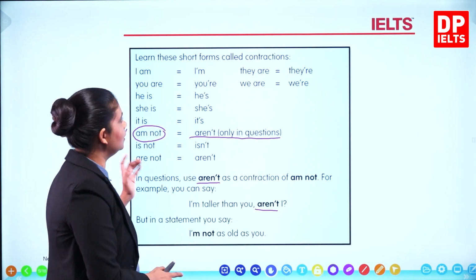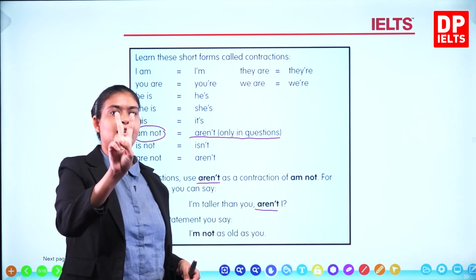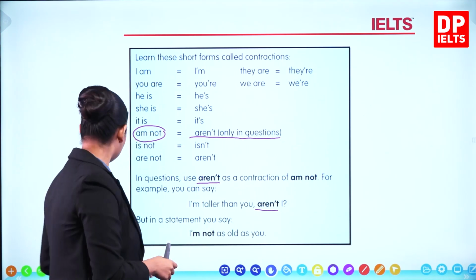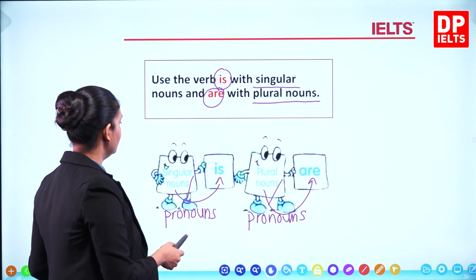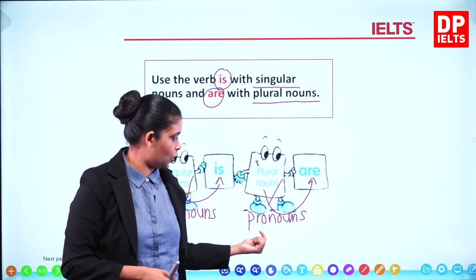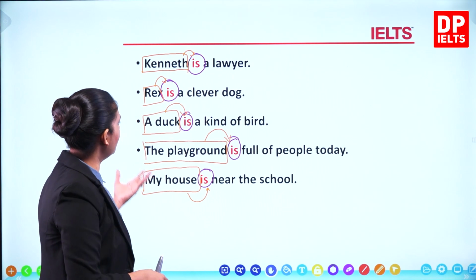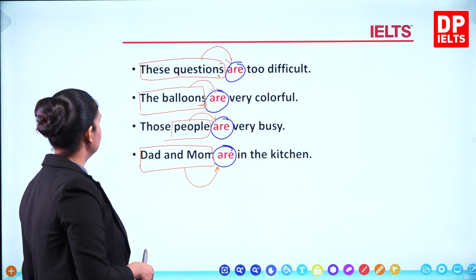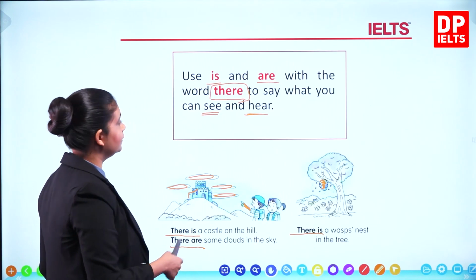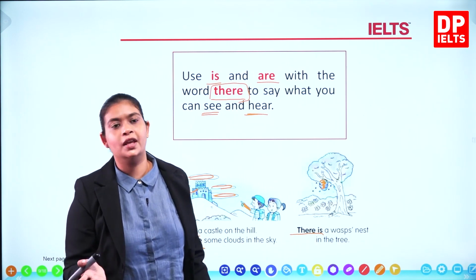Then of course we had a look at contractions. Remember, two words put together. අපි වචන දෙකක් තියෙන එකක් එකට දැම්මහම කොහොමද ශබ්ද කරන්නේ කියලා බැලුවා. ඒවට අපි කිව්වා contractions කියලා. So singular nouns pronouns එක්ක is ආවා, plural nouns or pronouns එක්ක are ආවා. Right? And then we had a look at some of the examples. And then we had a look at there is, there are, okay. Singular නම් there is, plural නම් there are, right.